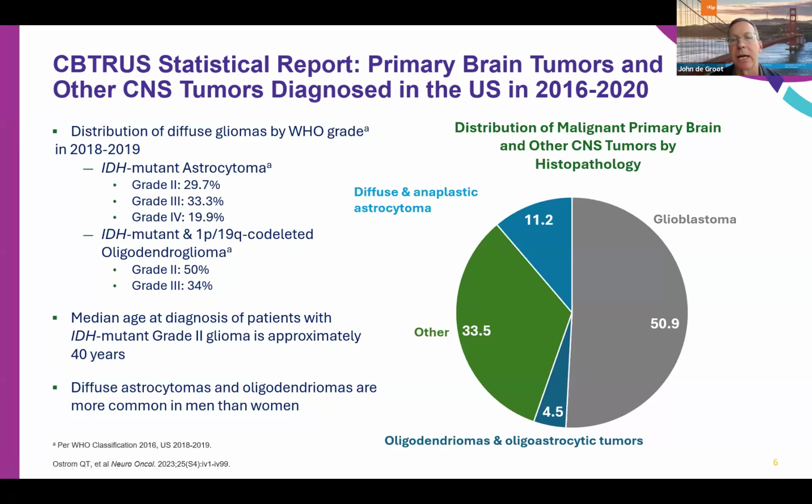The median age at diagnosis for patients is approximately 40 years old for those patients diagnosed with the grade 2 diffuse glioma. And both astrocytomas and oligodendrogliomas are more common in men than women, also true for glioblastoma. It's important to note that this is a pretty rare type of tumor, IDH mutant gliomas. And in North America, it's just a few thousand people diagnosed with these IDH mutant tumors every year.